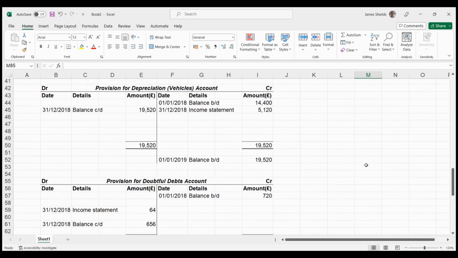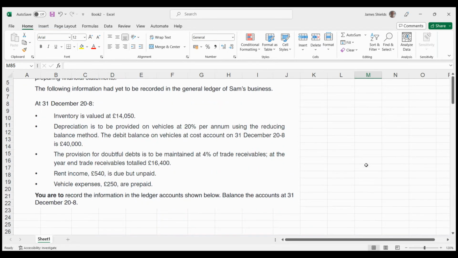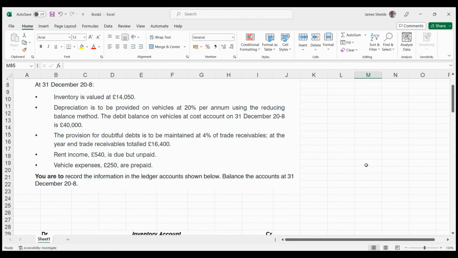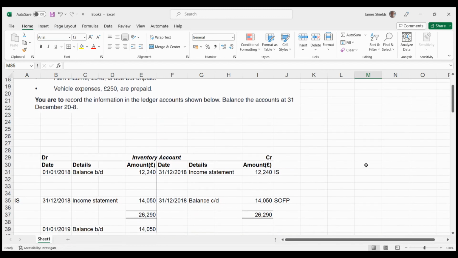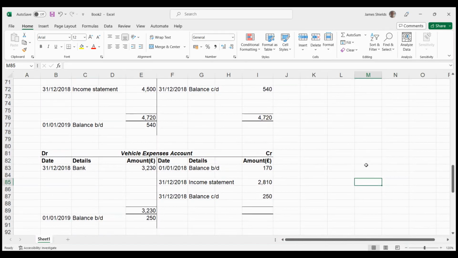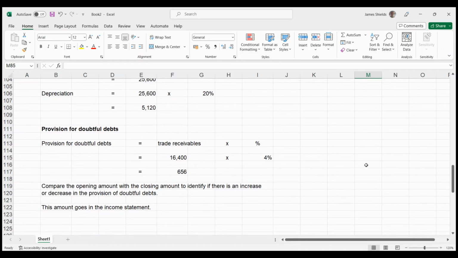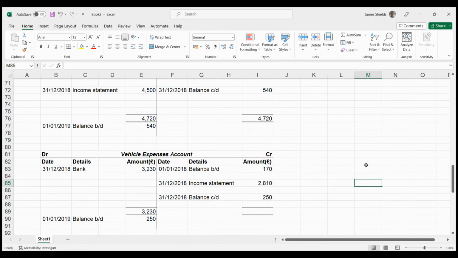So that is basically a very good question to look at for nominal ledger accounts. We've got depreciation, inventory, provision for doubtful debts, rental income and vehicle expenses. And don't forget to show your workings out as well. Okay, thank you very much.